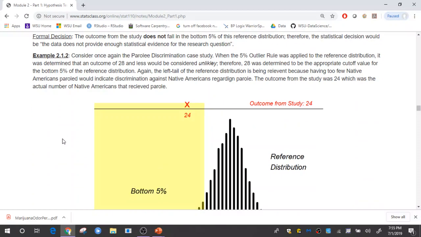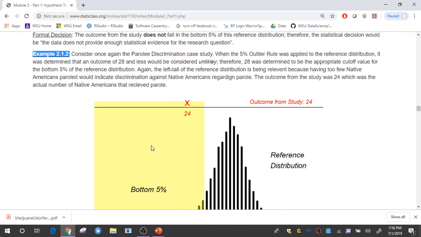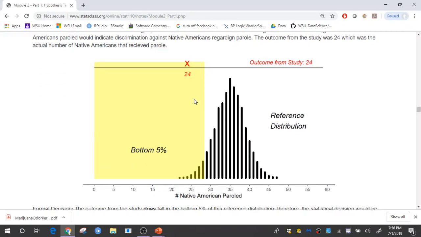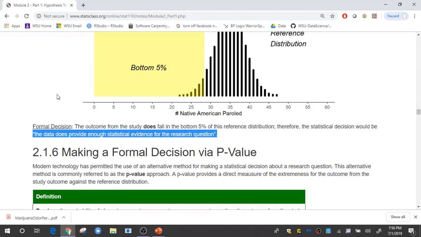If we consider the parolee discrimination case, let's go back to it. Again, this was presented, I think, in part 3 of module 1. Here, the bottom 5% was at, I think, 28 or below. So it was determined that an outcome of 28 and less would be considered unlikely. Therefore, 28 is the appropriate cutoff for the bottom 5% of the distribution. There were a total of 24 Native Americans paroled during the time period of the study, and we can see that 24 does indeed sit in that bottom 5%. So the formal decision for this example is that the data does provide enough statistical evidence for the research question.